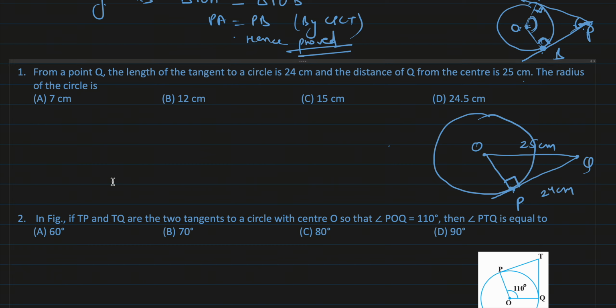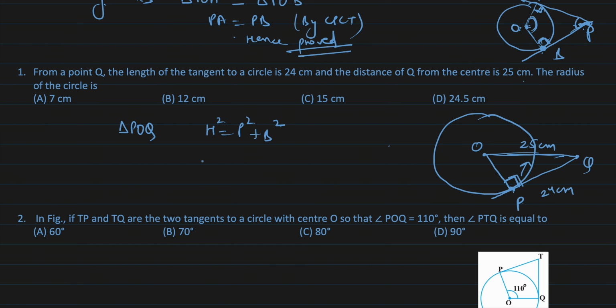Again it's a right angle triangle, triangle POQ. What do you have? Hypotenuse is OQ. Please take care that opposite to 90 degrees is always the hypotenuse. So you know hypotenuse square is perpendicular square plus base square using Pythagoras theorem. You have to find OP, which is the perpendicular. So perpendicular square will be hypotenuse square minus base square. Hypotenuse we are taking as 25 square, given, and 24 square.